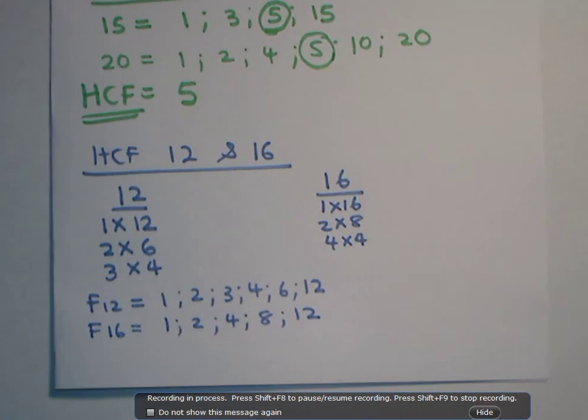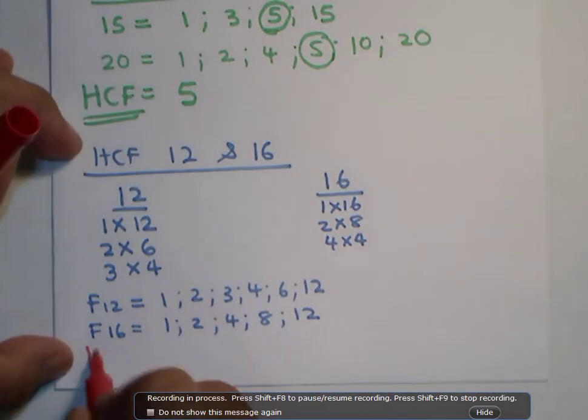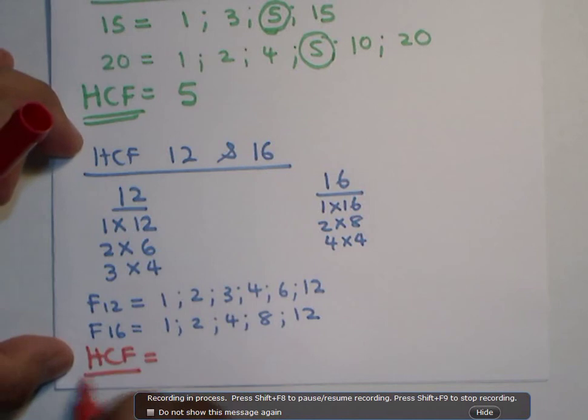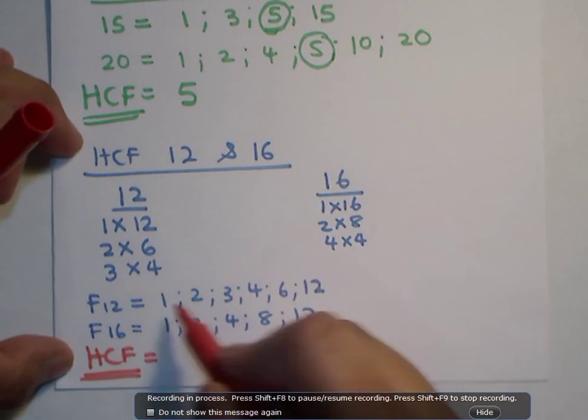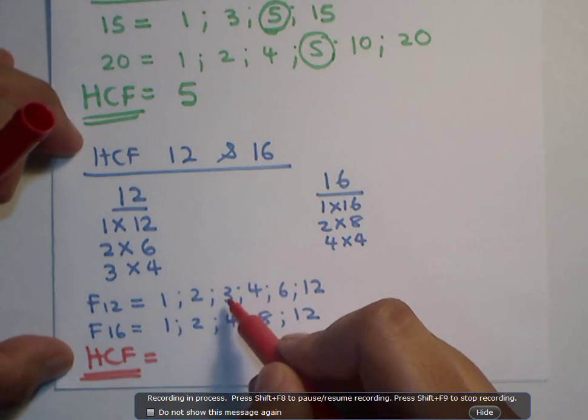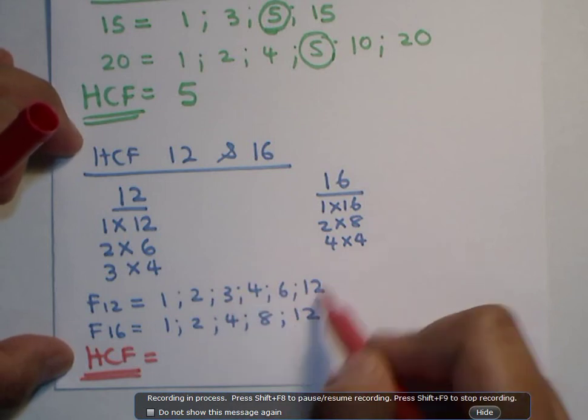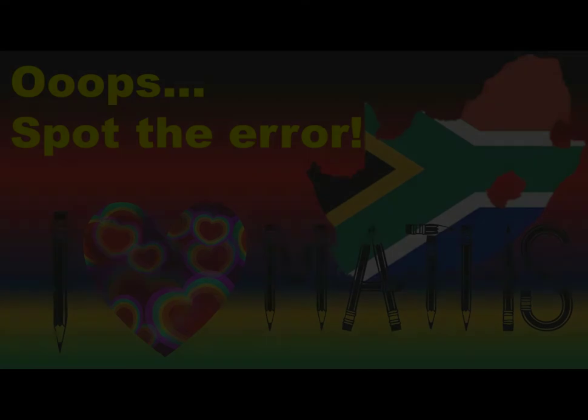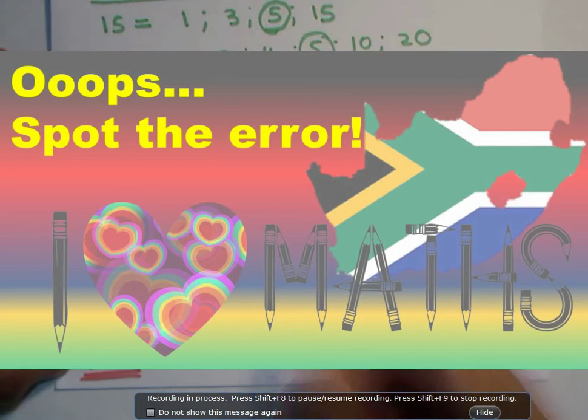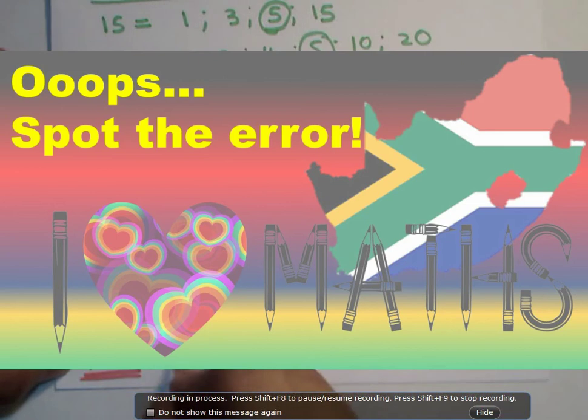Now I need to find the HCF. The HCF is basically which number is the highest number that's common amongst the factors. So 1 is common, 2 is common, 3 is not common, 4 is common, and 12 is common. Now many people would have just stopped at 4, but they didn't realize that 12 is also common. So therefore my highest common factor is actually 12.